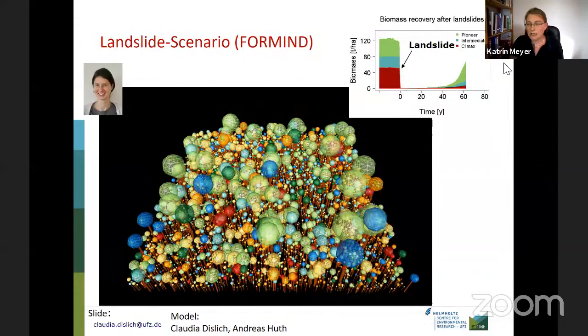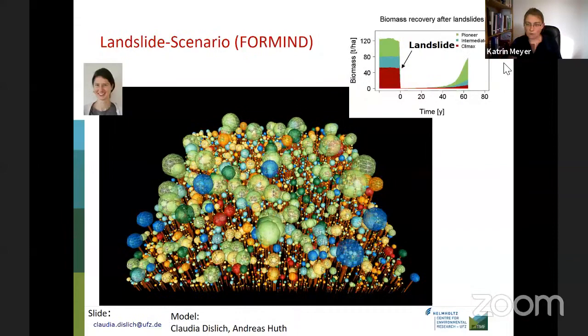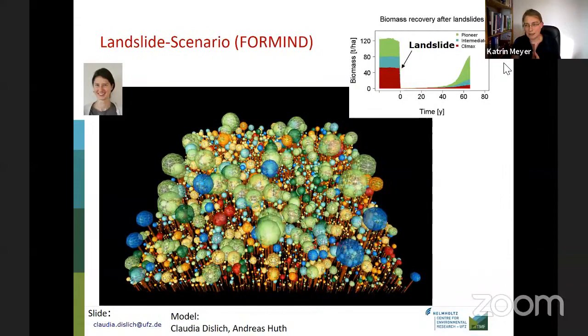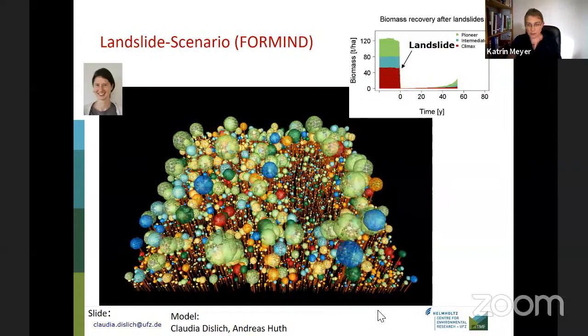And you can follow how after the landslide, the different biomass proportions build up again. But you see also even after 80 years, they don't fully build up. This is just exemplary to show you how you can use such models to explore how long, for example, it takes after a landslide to build up again. So much about my three examples.